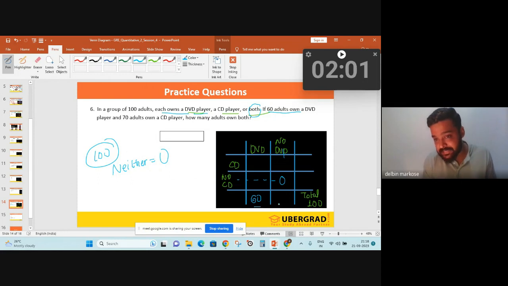So 60 plus some value, you have to get 100. So this will be 40. The next statement they said, 70 adults own a CD player. So the total number of CD players here, adults, right? 70. This will be 30.